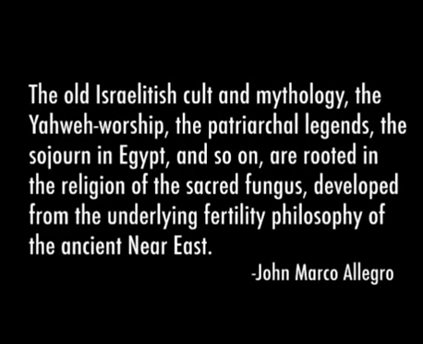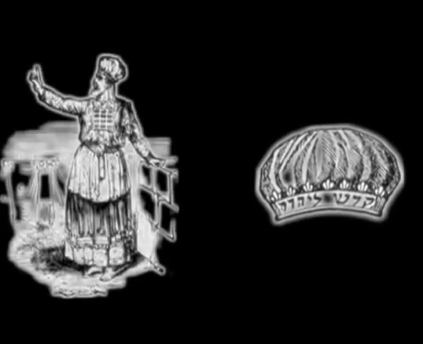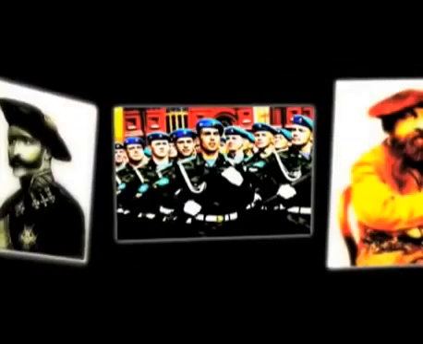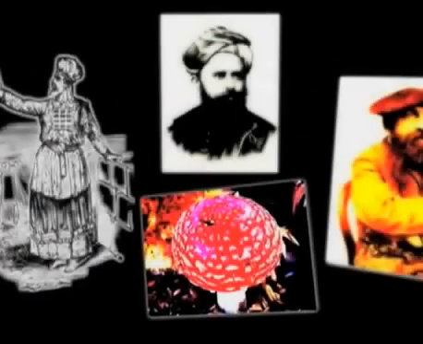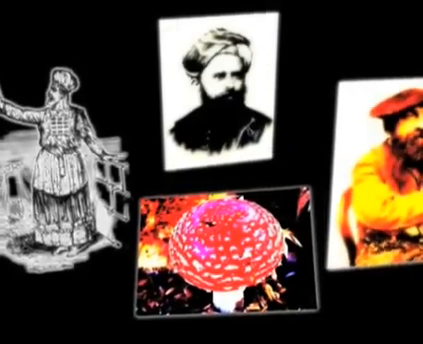The old Israelitish cult and mythology, the Yahweh worship, the patriarchal legends, the sojourn in Egypt, and so on, are rooted in the religion of the sacred fungus, developed from the underlying fertility philosophy of the ancient Near East. The Jewish mitre, Muslim turbans, and military berets are derivations of the symbol of the mushroom cult. One of the first and most prominent, however, was the stellar cult, and a number of these ancient cults were created for shamanic purposes and earthly stewardship, yet some were taken over with different intentions. Just as you would imagine in any establishment of power, smaller cults formed within the main cults to worship individual deities.